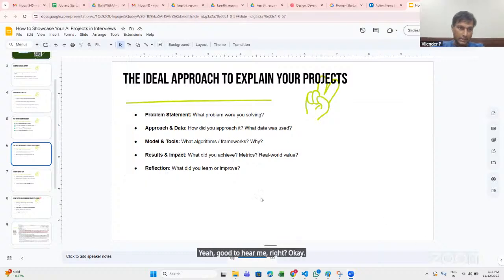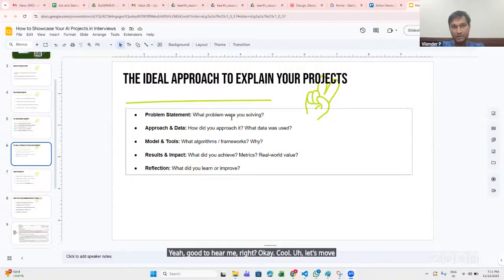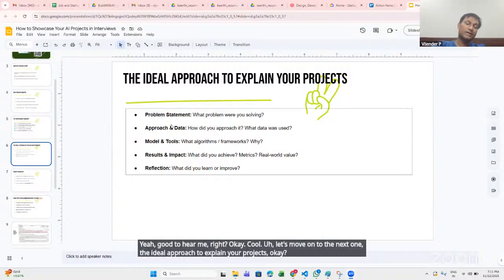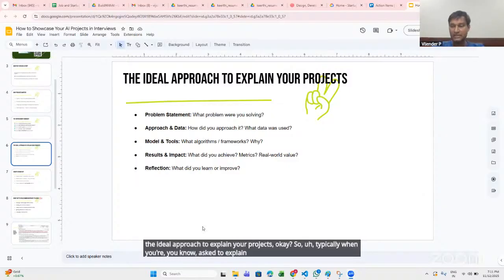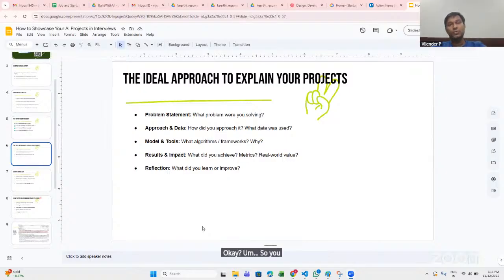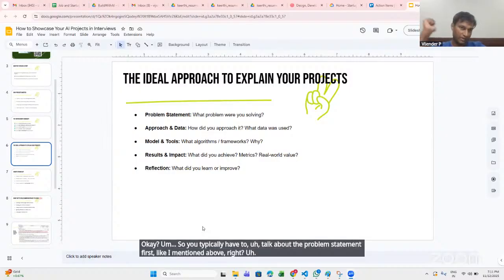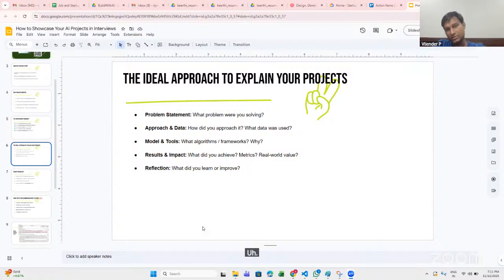Okay, cool. Let's move on to the next one, the ideal approach to explain your projects. Typically when you're asked to explain a project, they ask you to explain your most recent project. So you typically have to talk about the problem statement first, like I mentioned above. What is the problem you're solving? In this project, the problem I'm solving is to predict the temperature of a particular geography based on the historical time series data of temperature provided at a 1 minute interval for the given geography, right? That's the problem statement.